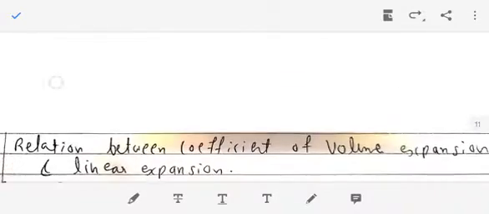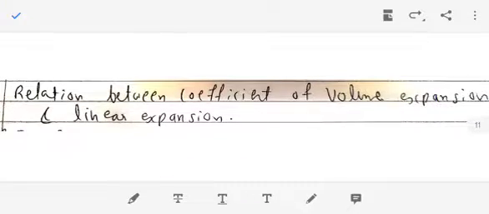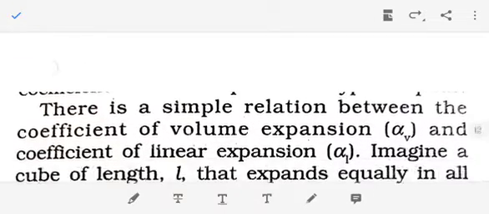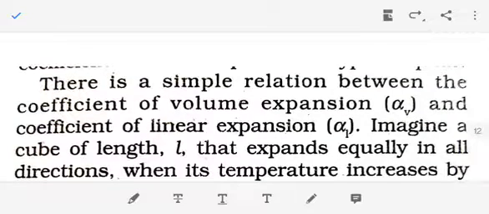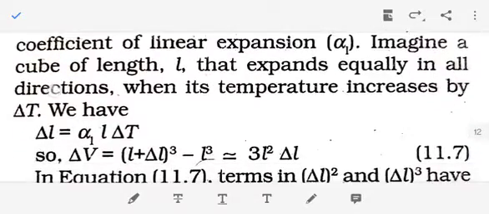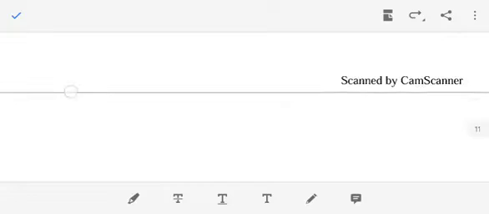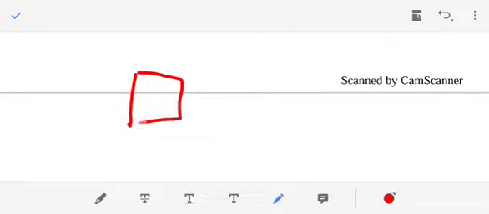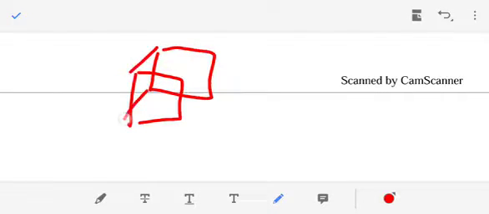Now the next topic is the relationship between the coefficient of volume expansion and linear expansion. There is a simple relationship between the coefficient of volume expansion, alpha v, and the coefficient of linear expansion, alpha l. Imagine a cube of length L, for example, this is the cube and its length is L. Then its volume will be L cube.